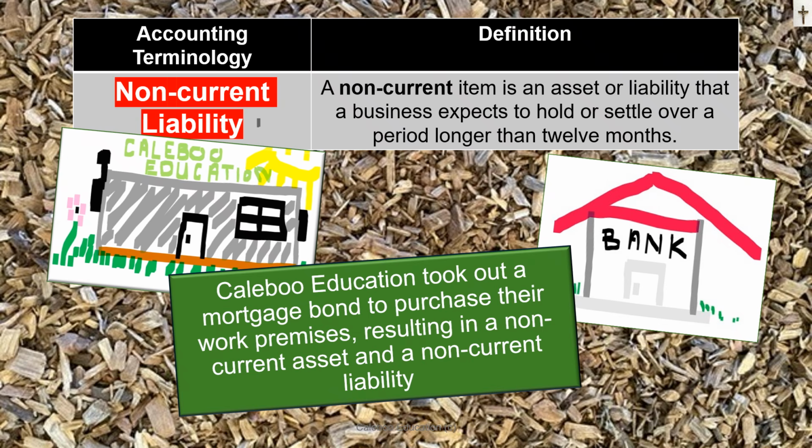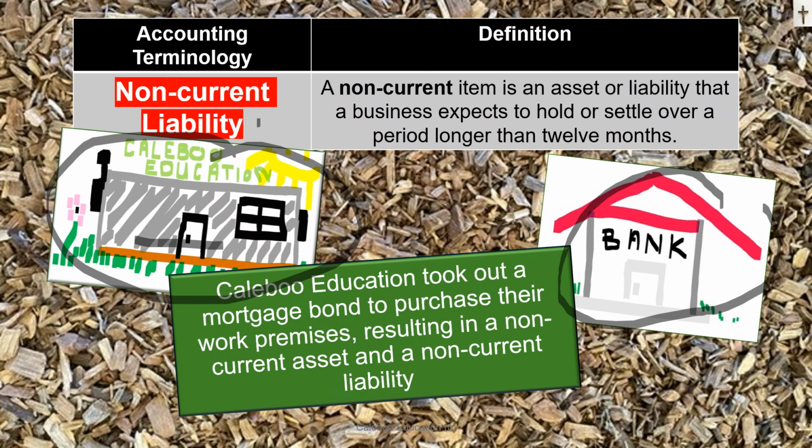Right, what is a non-current liability? I did mention that earlier. Calibu Education, to buy this building, had to borrow money from the bank, and the loan was for 100,000 and it's payable back over 5 years. Because it's longer than a year, it is called a non-current liability. And that is a loan from the bank to finance the building. That is an example of a non-current liability. So the payback period is greater than 12 months.